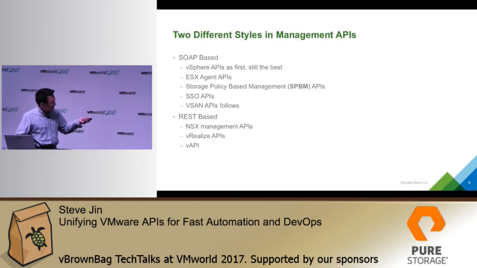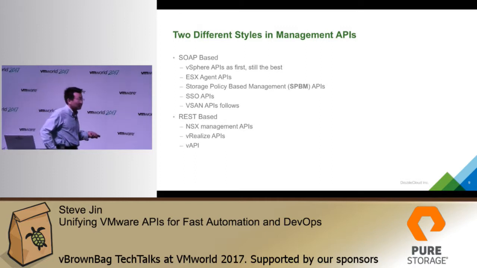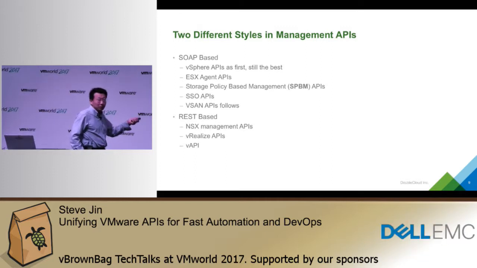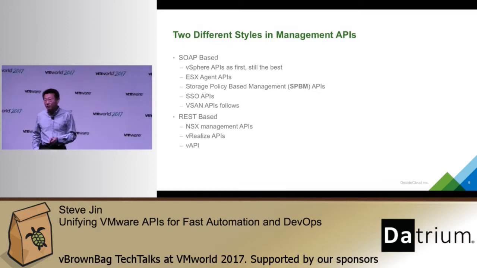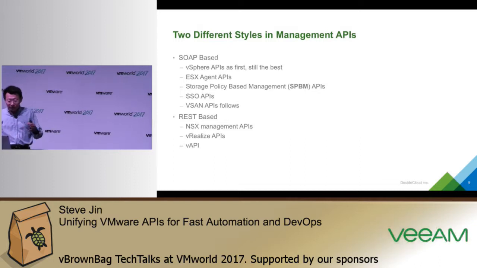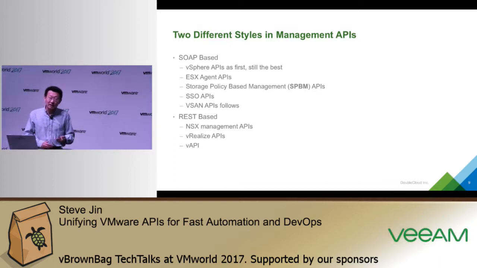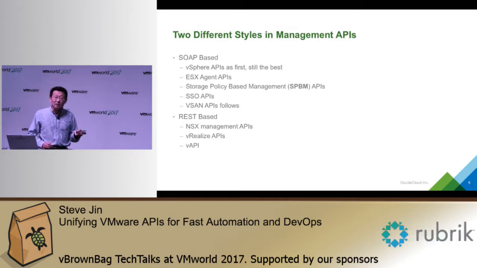There are also REST APIs on the VMware side of the portfolio, like the NSX Management API. They have a vRealize API, and recently, because the community is asking for a REST API for vSphere itself, we have vAPI. In the vAPI portfolio, there are a couple of things like the tagging API, the content library API, plus the VCSA management API. So all REST-based.